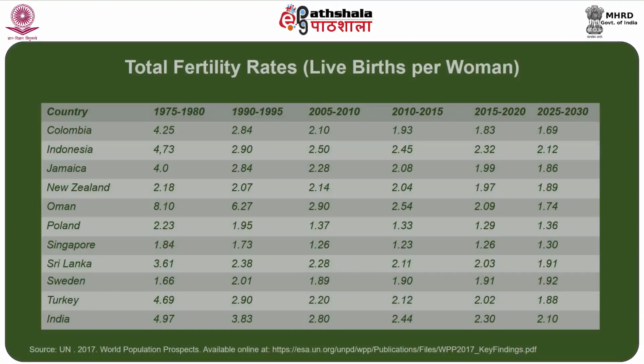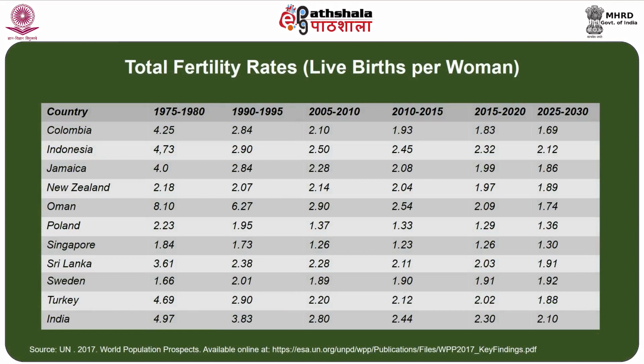rate. In Colombia, for instance, the total fertility rate was 4.25 in 1975 to 80, which declined to only 1.93 in 2010 to 2015, and it is projected to decline further to only 1.69 in 2025 to 2030. For a country like Oman, the total fertility rate was as high as 8.10 in 1975 to 1980, which declined to 2.54 in 2010 to 2015, and is further projected to decline to 1.74 in 2025 to 2030.